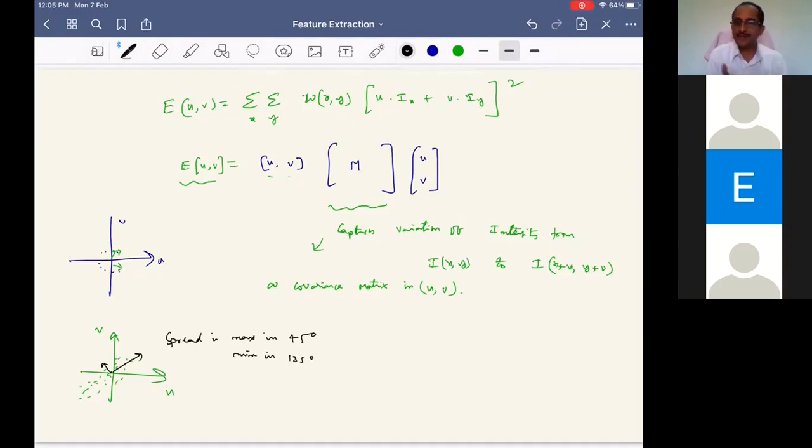So if I capture the minimum and maximum directions of the spread, or if I capture the minimum direction of spread, I am done, right? So I know the lowest variance, the direction in which the variance is minimum. So the idea is that: if it is similar to a covariance matrix, I identify the lowest variance direction directly from M.